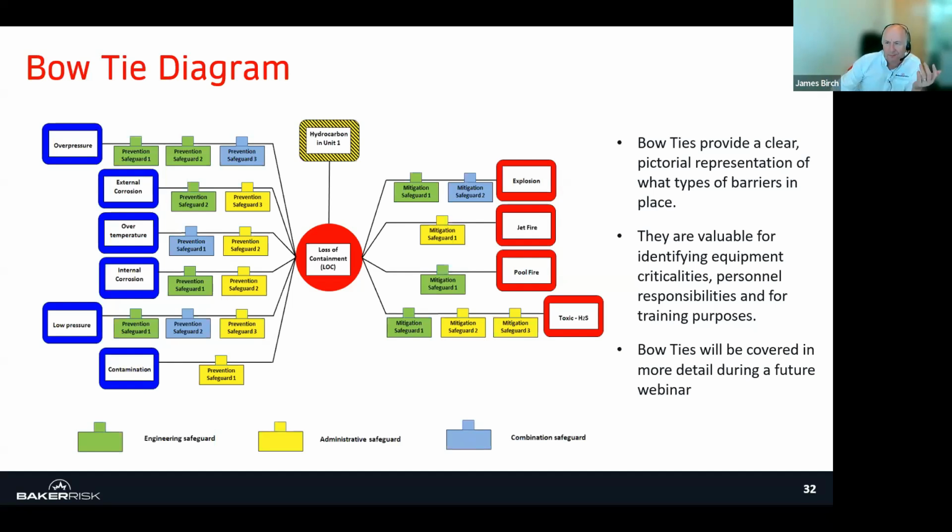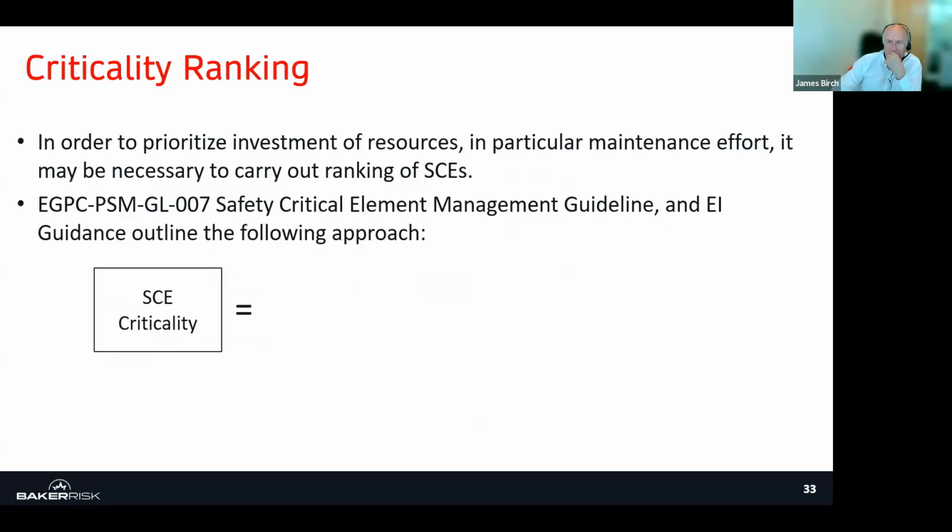So the last question then is criticality. We cannot make everything priority 1. We have to use our resources wisely. And the methodology that the EGPC guideline gives for criticality ranking follows what's used by EI and IOGP, which is we create a numerical score. And we do that by looking at 3 components that the SCE has to provide us with.